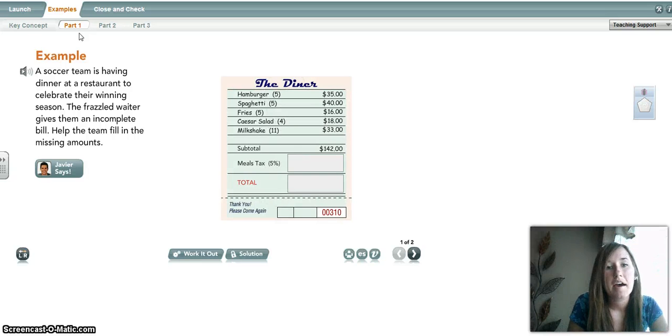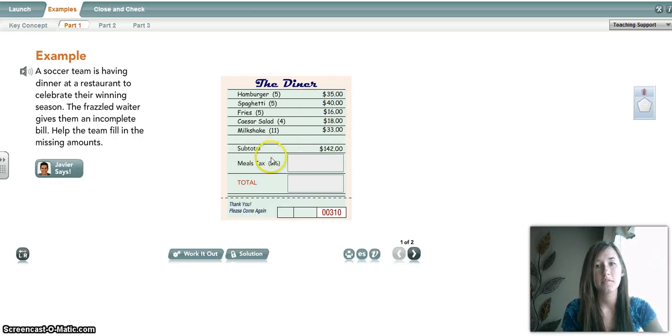A soccer team is having dinner at a restaurant to celebrate their winning season. The frazzled waiter gives them an incomplete bill. Help the team fill in the missing amounts. Okay, so we can see all the things that they bought. Obviously a lot of food for their whole soccer team, and we get a subtotal. Subtotal meaning that it's before the tax. We can see that the tax is going to be 5%. We want to know how much that tax is, and then we want to find our final total.